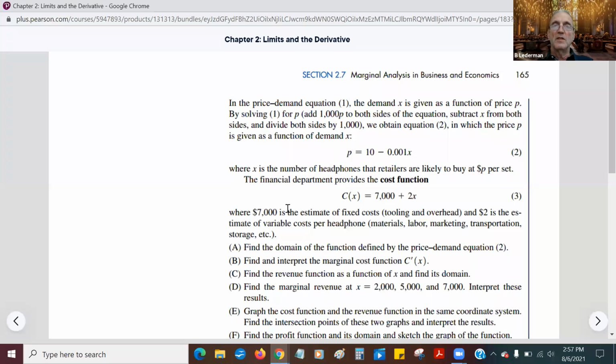So 7,000 is the estimate of fixed costs, tooling, overhead, and so forth, and $2 is the estimate of variable costs per headphone, and materials, labor, marketing, transportation, storage.